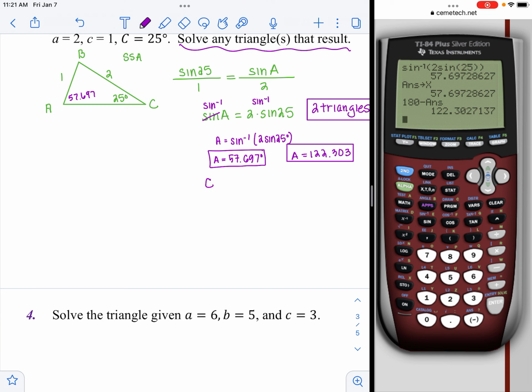57.697. Okay, so I can get angle C next. I can get angle C by doing 180 minus 25 plus the 57.697, or angle A. So that's what I'm going to do. I'm going to do 180 minus 25 plus, notice I'm putting this in parentheses because I'm going to add them and subtract it from 180.